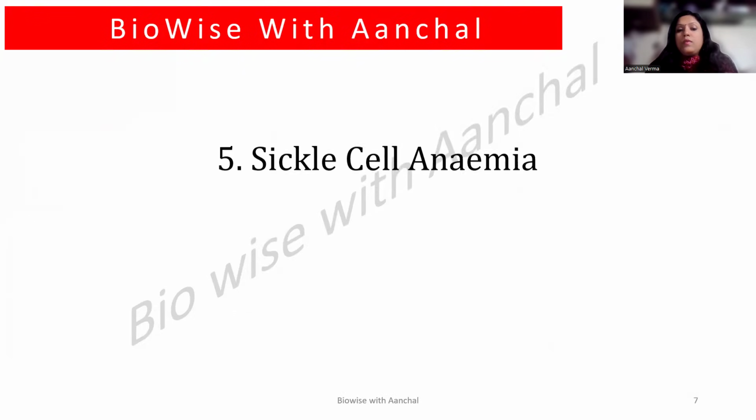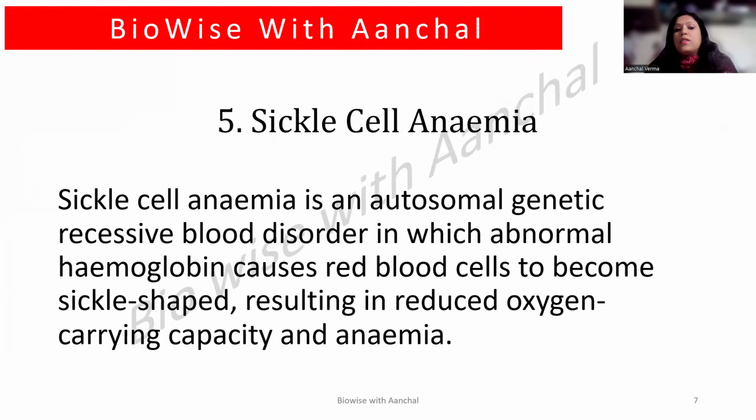So, next is sickle cell anemia. Sickle cell anemia is an autosomal disorder. What is autosomal? Write in the comment section. There are two types of chromosomes, autosomes and allosomes. So, what do you think? What is sickle cell anemia? Tell me what is autosomal in the comment section.